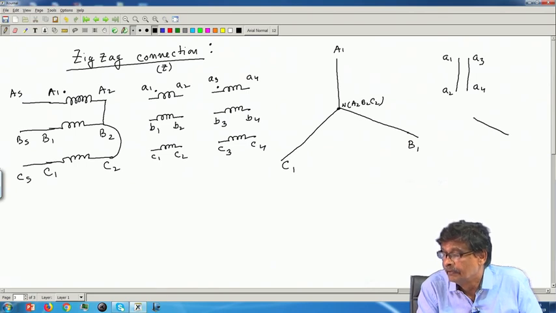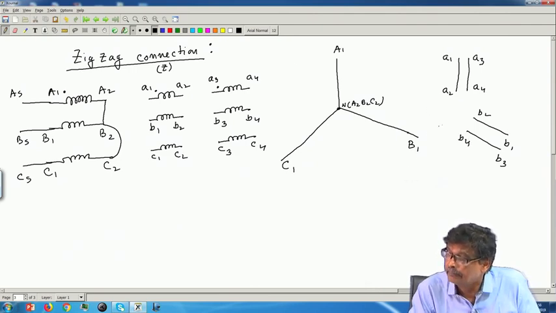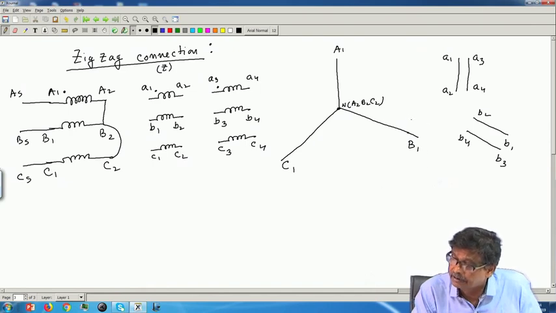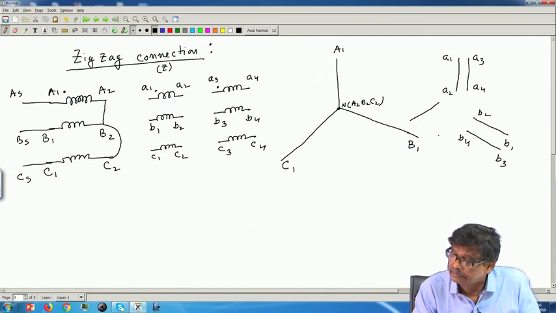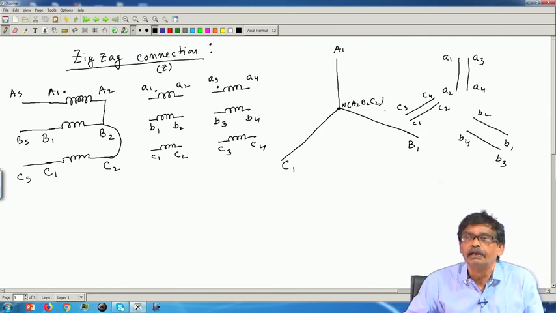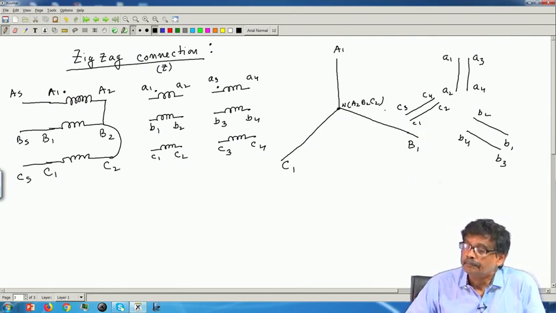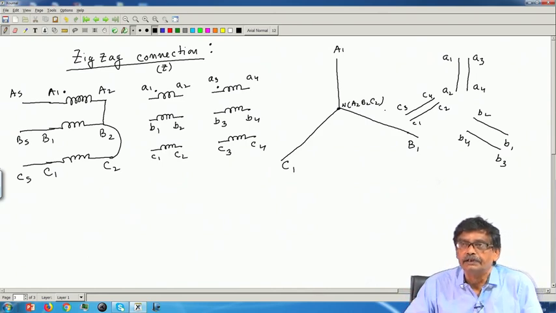Similarly, I will have parallel to B1 B2, B1 B2 and B3 B4, and also I will have these voltages C1, C2 and C3, C4, is it? Six voltage phasors will be available to me, two belonging to each phase.